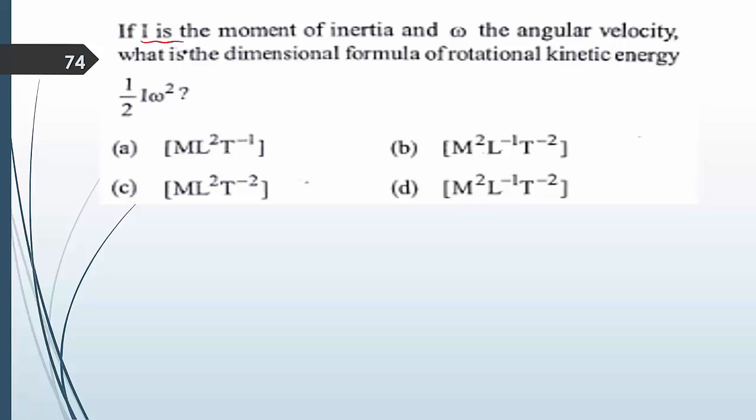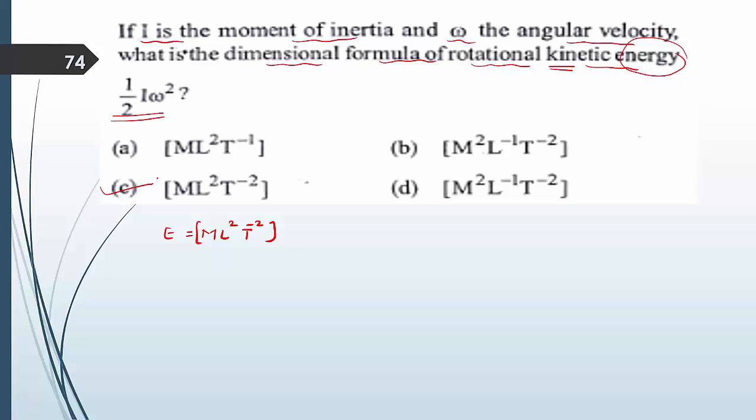Come to question 74. If I is moment of inertia and omega is angular velocity, then what is the dimensional formula of rotational kinetic energy, which is given by the equation half I omega square? See here, this is the dimensional formula for rotational kinetic energy. Anyhow, this is energy. What is the dimensional formula for energy? We know that energy is given by ML²T⁻². If you know this answer, directly you can tick option C.